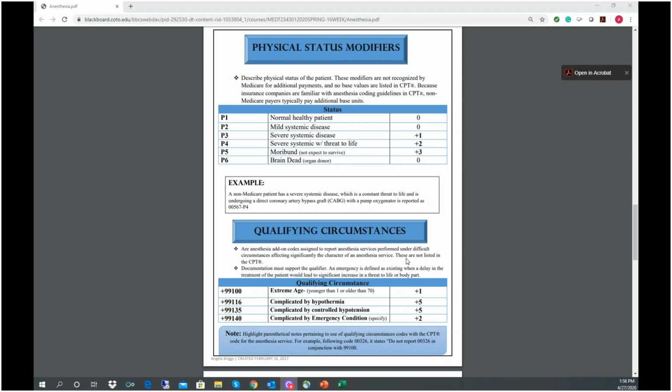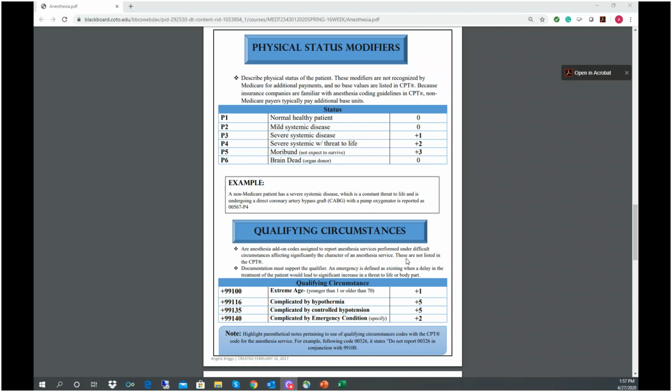They are listed at the beginning of the anesthesia code. So 99100 is extreme age, so they're either younger than 1 or older than 70, and it carries a unit of 1. 99116 is complicated by hypothermia, it's a positive 5. 99135 is complicated by controlled hypotension, positive 5. And 99140 is complicated by emergency condition, and it will be specified, and it's a positive 2.